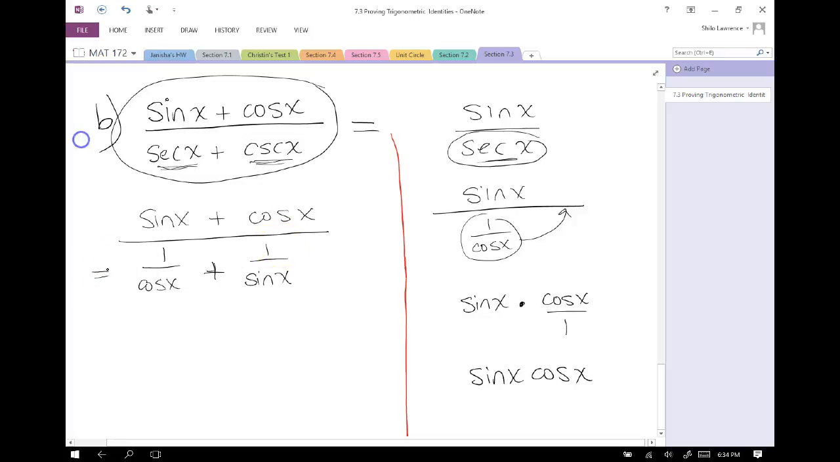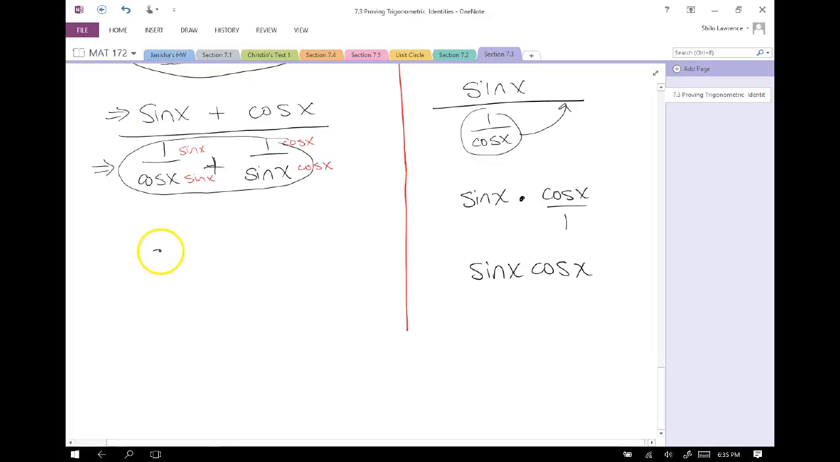I can't flip and multiply yet because I've got 2 different fractions. But if I get a common denominator here and get them combined into a single fraction, then I can flip and multiply. So what I'm going to do is get a common denominator of sine times cosine. So I'm going to multiply by sine here in the top and the bottom. And I'm going to multiply by cosine here in the top and the bottom. And now those denominators match. I'm still leaving my numerator alone for right now. I'm just kind of working with my denominators.